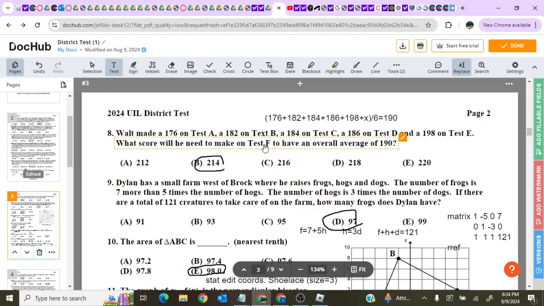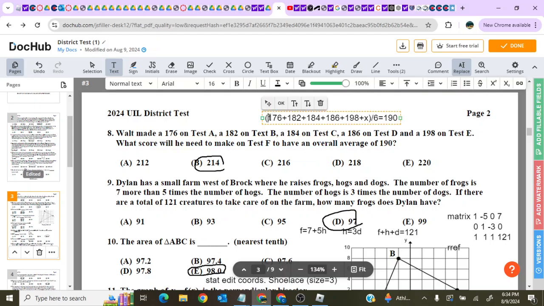Walt made 176 on test A, 182 on test B, 184 on test C, 186 on test D, and 198 on test E. What score will he need to make on test F to have an overall average of 190? Okay, well, the average of your test scores is going to be the sum of the test scores divided by the number of them. Hopefully you know that by now. So you just add them all together, add it to some unknown x value, divide by 6, and that should be 190. EQ solver for x, and you get 214.